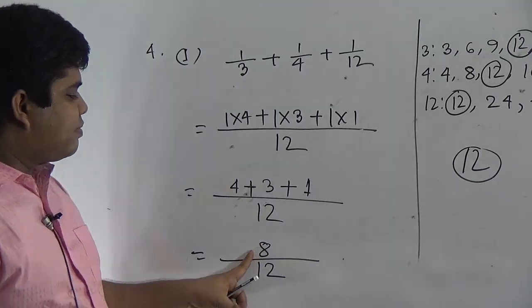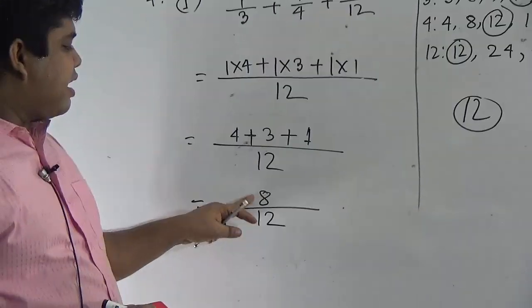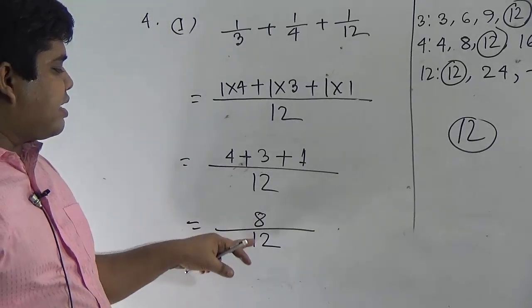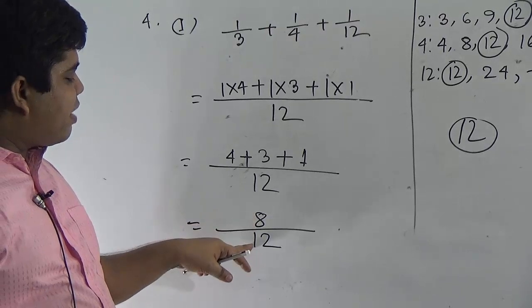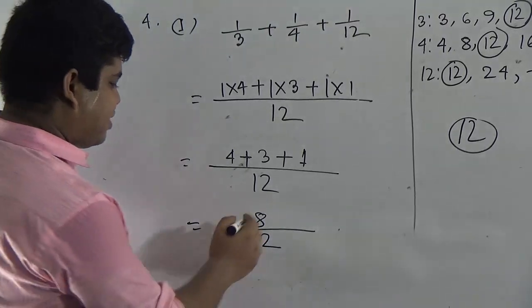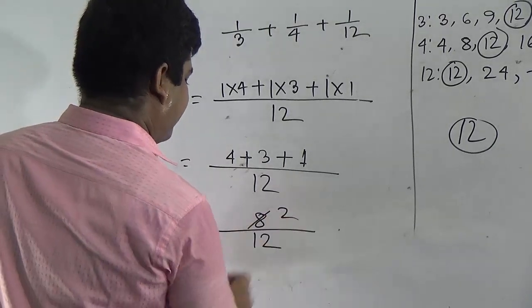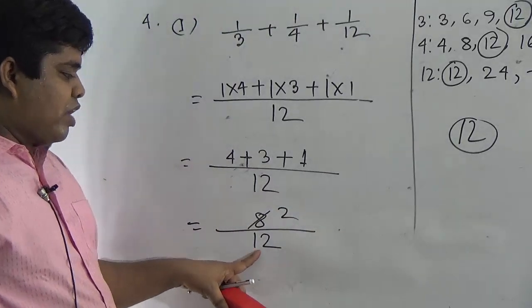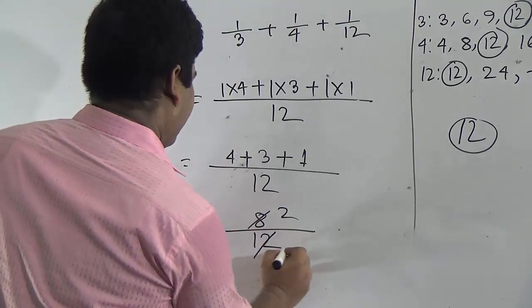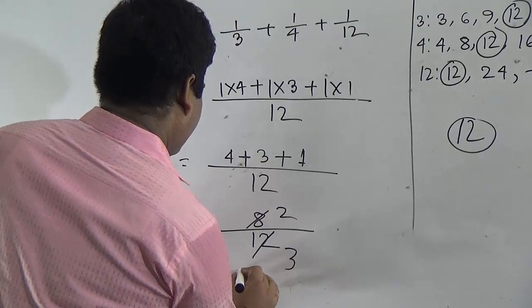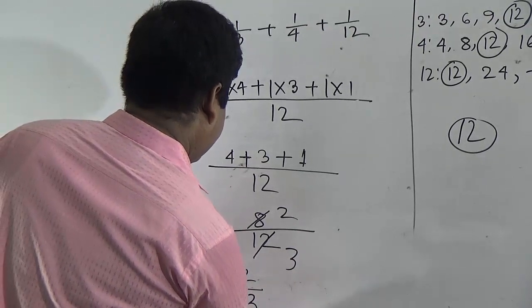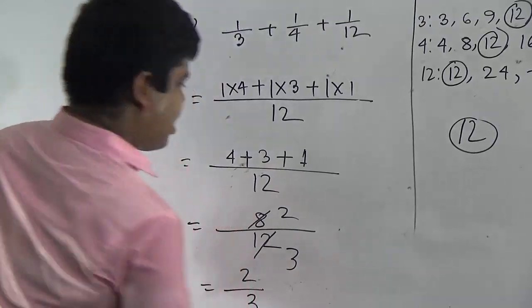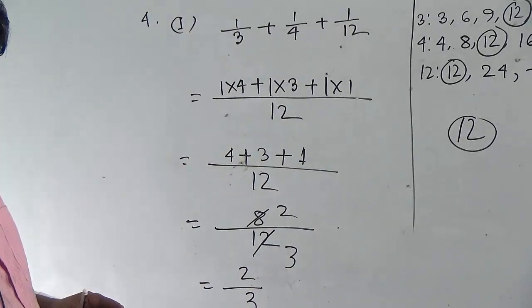Here you notice if there is any common divisor between 8 and 12, that means 4. If we divide 8 by 4, we get 2. If we divide 12 by 4, we get 3. So 2 by 3 is the required answer. I hope you have understood.